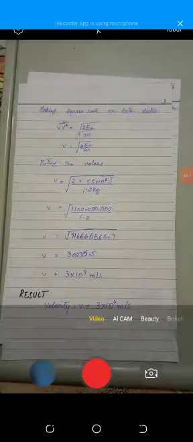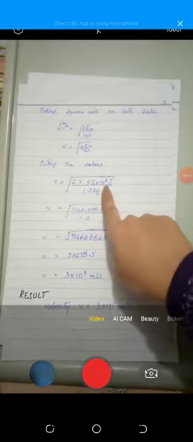Simply we are going to put the values now. The value of EK is 5.5 multiplied by 10 raised to the power 8 joules divided by 1.2 kg. We multiply the numerator, the answer comes, and divided by 1.2 the answer comes like this. When we take the square root, the answer comes 30276.5 meter per second. Clear?